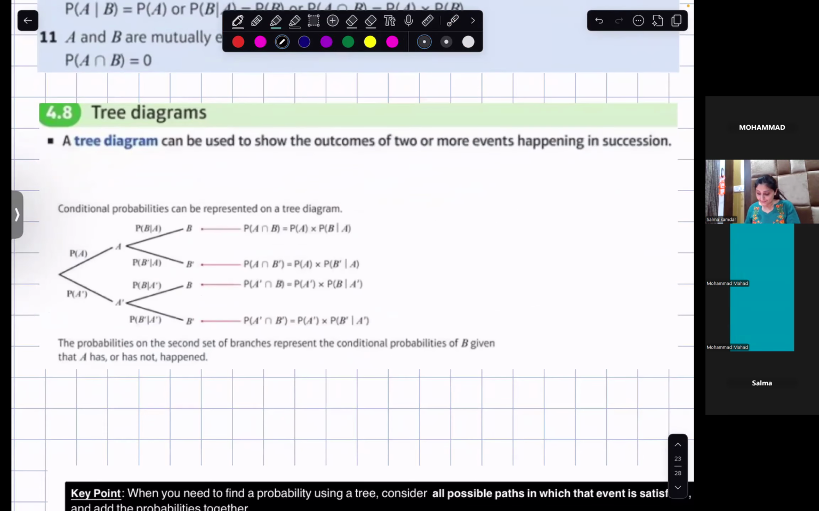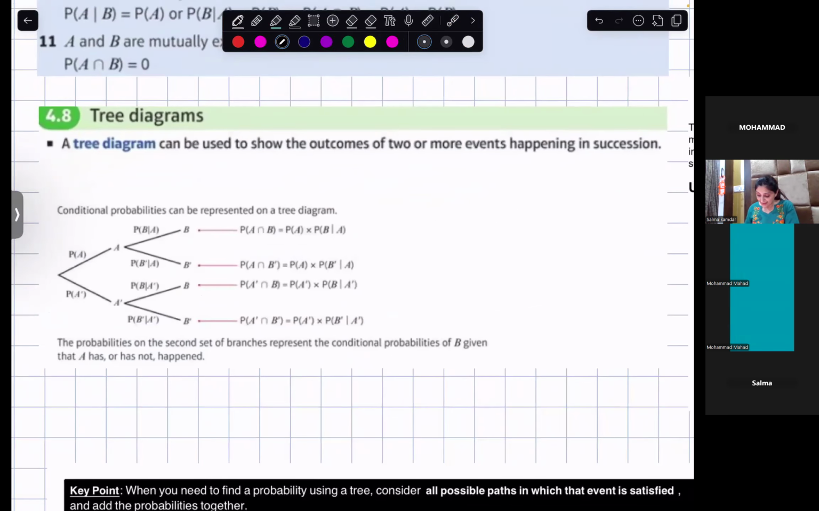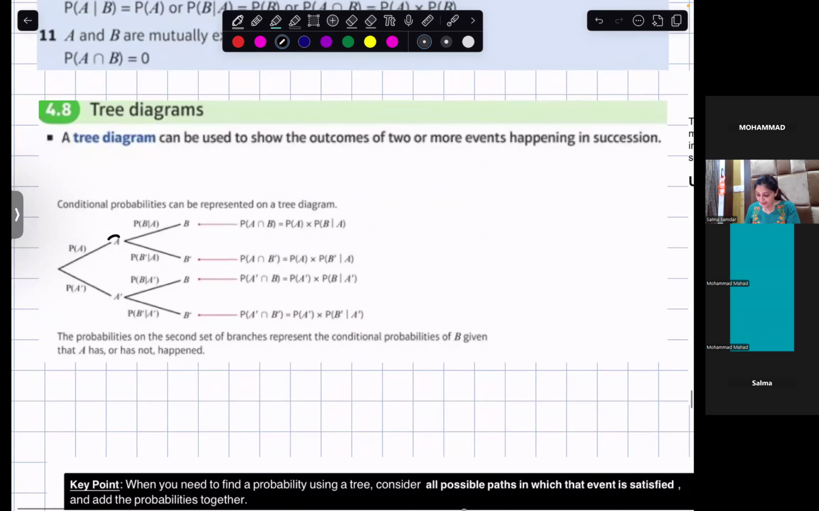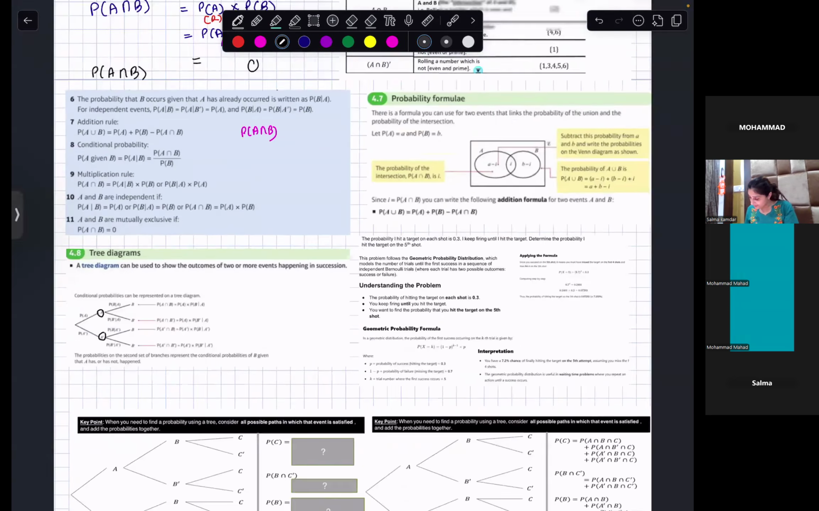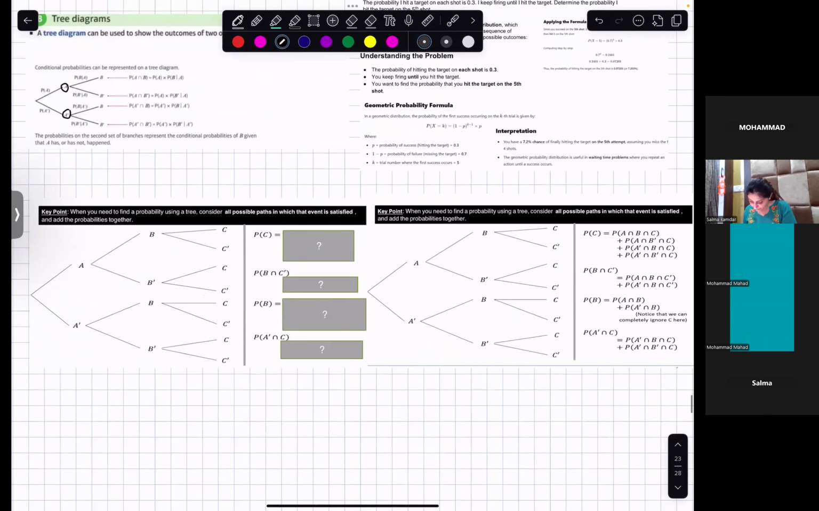Now, tree diagram. How can you explain this? Conditional probability. Either A can happen or A cannot happen. I have event A can happen or A cannot happen. B can happen, B cannot happen, B can happen, B cannot happen, C can happen, C cannot happen. These are some possibilities that are given to me. Can you tell me how do I find probability of C? What does this mean?